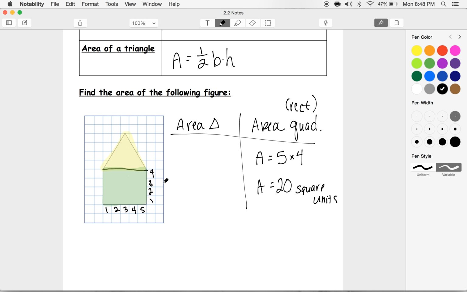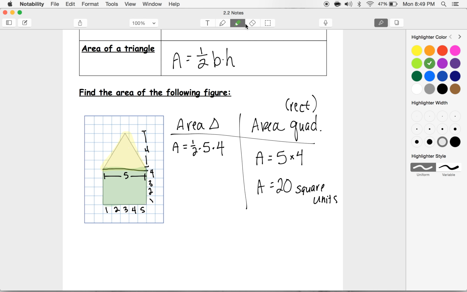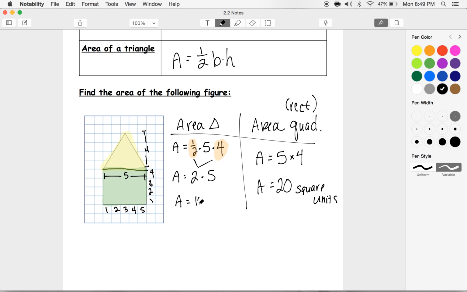All right, now we have to do the same thing for our triangle. Now, if this was 5, I know this guy is also 5, and now I need to know my height. 1, 2, 3, 4. Looks like my triangle stands 4 tall. So area of a triangle is 1/2 times 5 times 4 for my base and height. I'm going to take half of 4. I know half of 4 is 2 times 5. So my area is 10 square units.